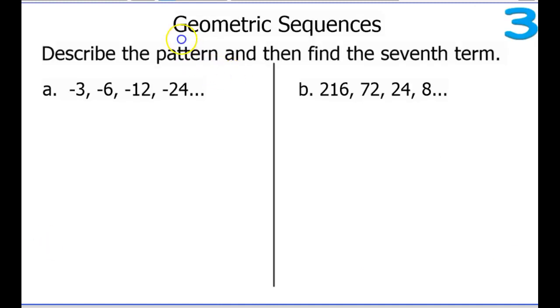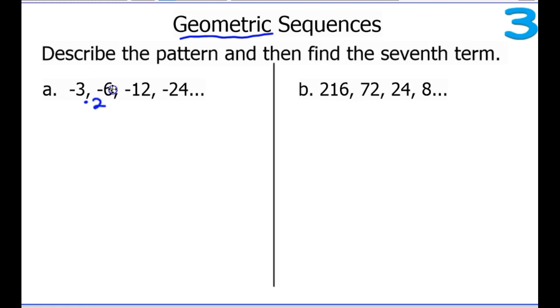Now we're going into geometric sequences. Geometric sequences aren't just adding or subtracting, it's going to be multiplying or dividing. So what we have here is -3, -6, -12, -24. It's definitely going down because we're getting smaller, but it looks like we're multiplying each of these numbers by 2.